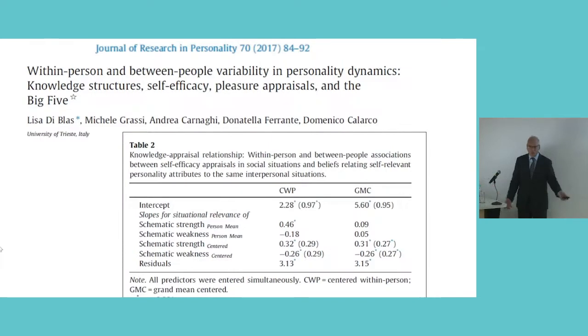Psychometrically, there is, of course. You could put numbers together. In any case, this is a case where you again replicate the standard thing in which the schematic strengths and weaknesses are predicting self-efficacy appraisals, and they're also predicting it specifically in the schema relevant situations.